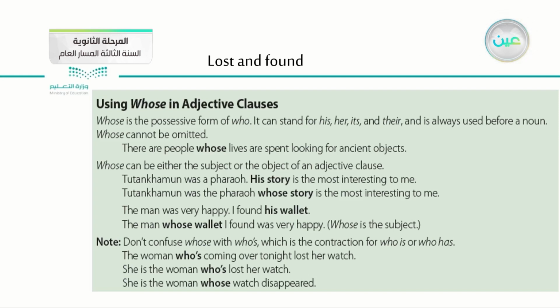The woman who is coming over tonight lost her watch. So this one belongs to this one, okay? While here, she is the woman who has lost her watch, and it belongs to this one. While here, she is the woman whose watch disappeared. Whose here is the subject of this sentence. So this is all about using whose in adjective clauses.